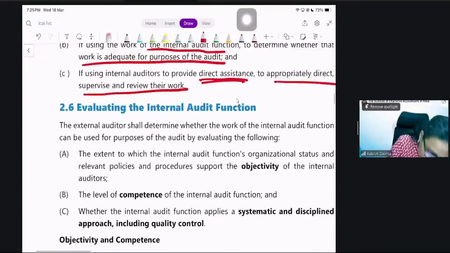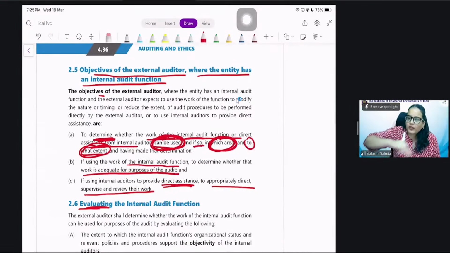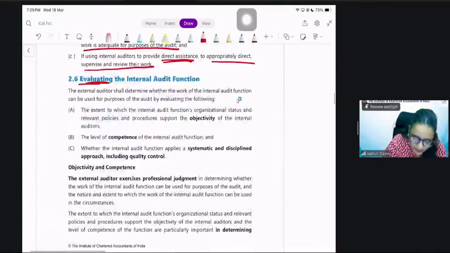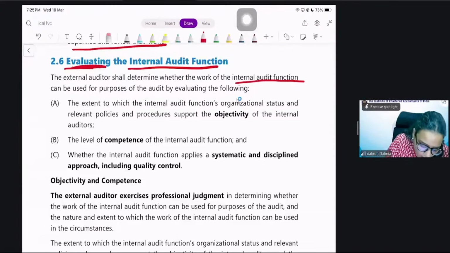So here the main part starts. So here the base was getting set, and here is where the answer comes. Okay. Evaluating the internal audit function. The external auditor shall determine whether the work of the internal audit function can be used.